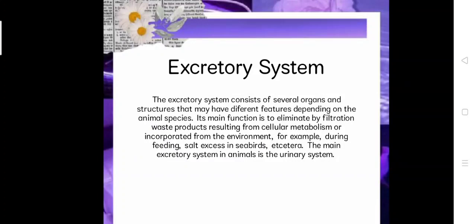Next is the excretory system. The excretory system consists of several organs and structures that may have different features depending on the animal species. Its main function is to eliminate by filtration waste products resulting from cellular metabolism or incorporated from the environment, for example, during feeding, salt excess in seabirds, etc. The main excretory system in animals is the urinary system. So, sa excretory system, it regulates the chemical composition of body fluids by removing metabolic wastes and retaining the proper amounts of water, salts, and nutrients.